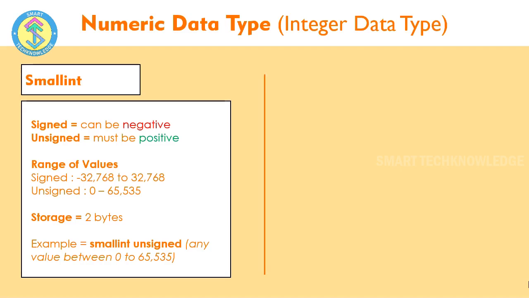This is the limit for small int. If the number exceeds the range mentioned, then it will not come under small int. It will show an error. Small int uses a storage of 2 bytes. For example, if we write small int unsigned, the range of values a column can contain is from 0 to 65,535 and not more than that.